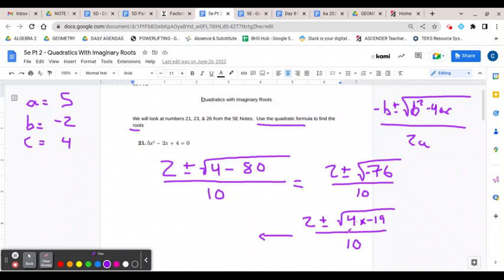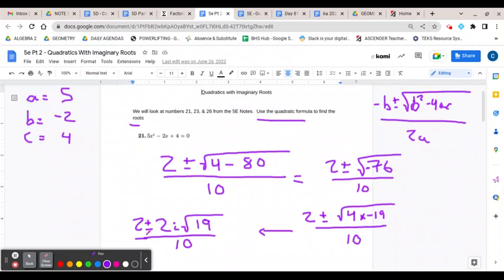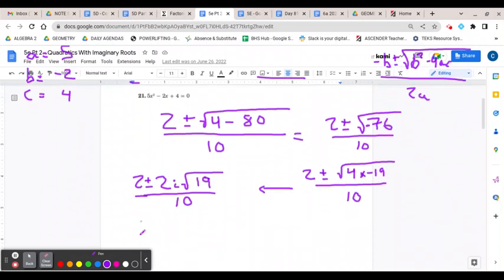This thing, 4 times negative 19 over 10, will simplify even further. So the square root of 4 we pull out as a 2. The negative we pull out as an i. And we're left with root 19. And we have that whole thing over 10. So our two final roots are going to be 2 plus or minus 2i root 19 over 10.